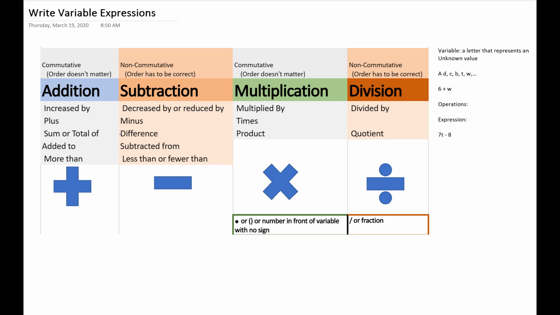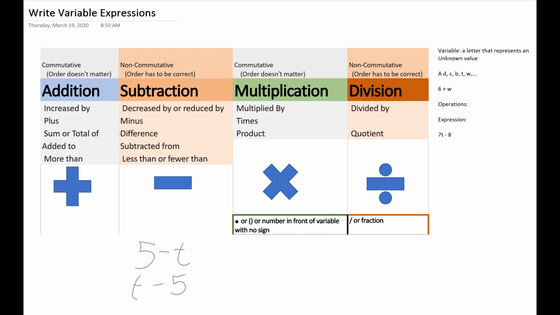Subtraction and division are not commutative. That means that the order matters. So the order you write it in is going to determine whether or not your expression is correct. For example, 5 minus t is going to be different than t minus 5.